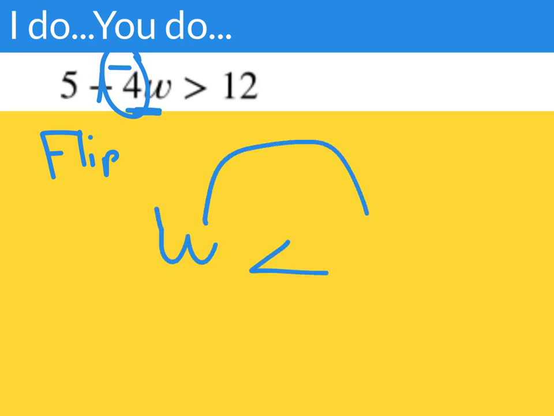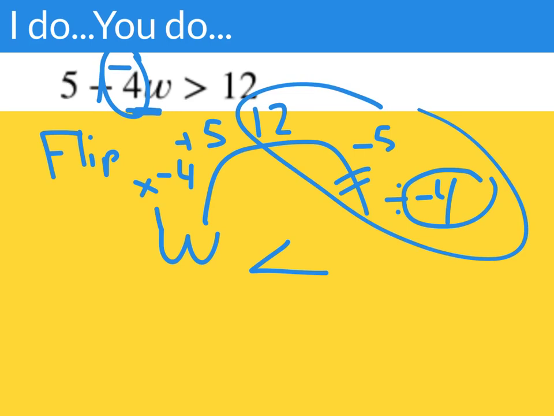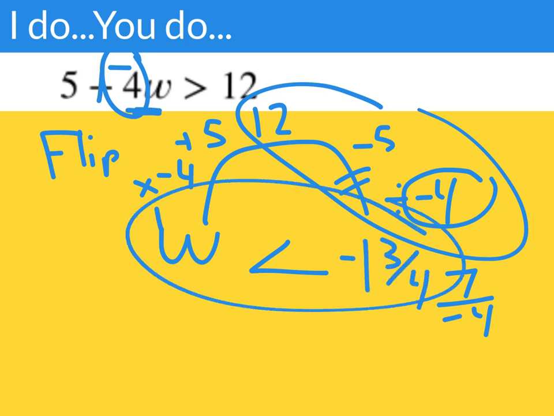There was this W. They took times -4, and they added 5, and they got 12. So I'm going to subtract 5 and divide by -4. Remember that dividing by negative is why we flipped it in the first place. So 12 minus 5 is 7. 7 divided by -4 is -7/4, or -1 3/4.